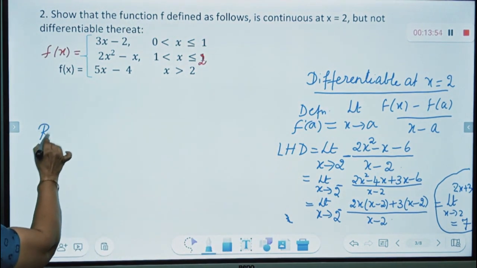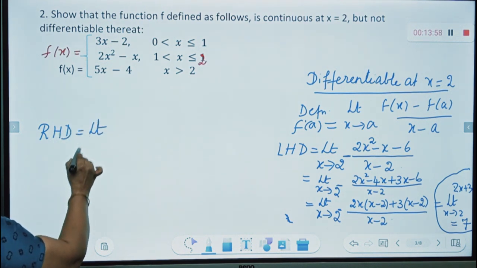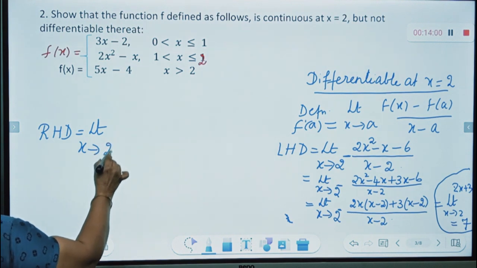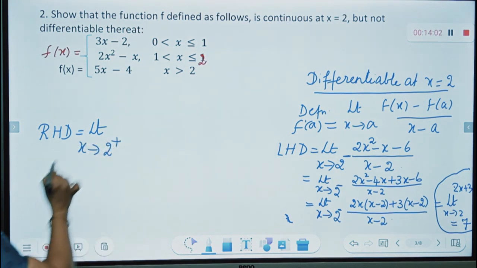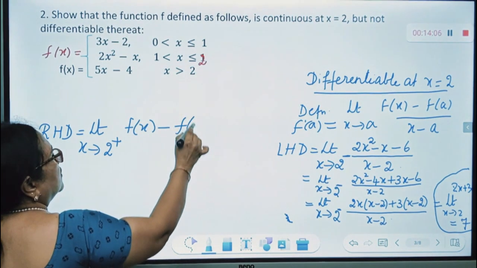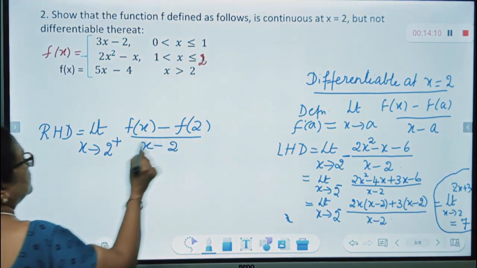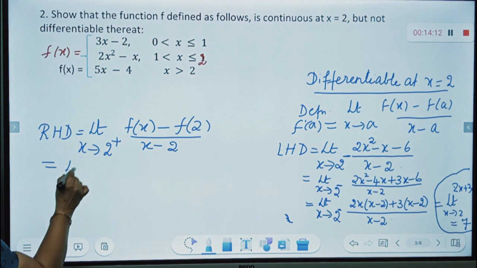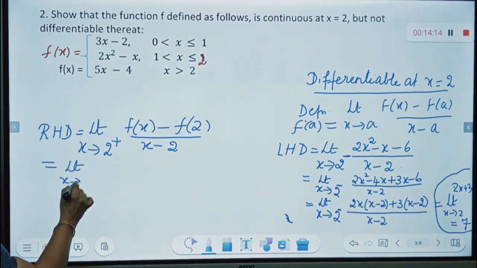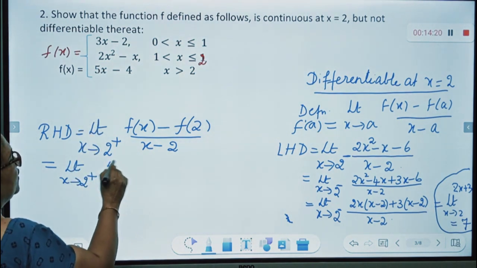What will be the right hand derivative? That will be limit x tending to 2 plus of f of x minus f of 2 by x minus 2. This is limit x tends to 2 plus, x is greater than 2. So what is f of x? f of x is 5x minus 4.